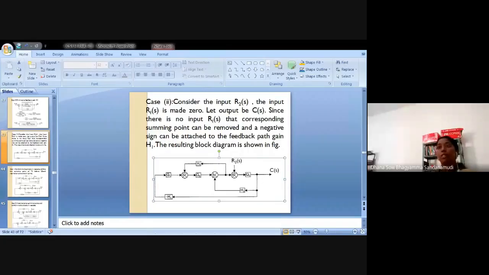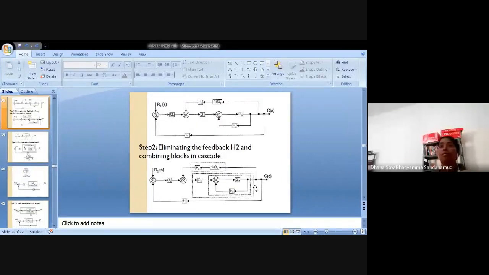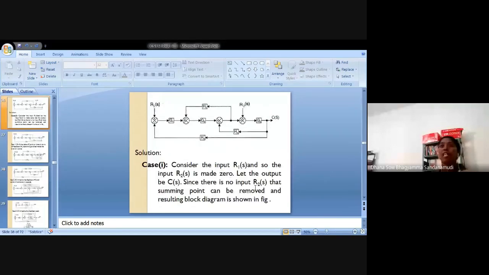Okay, so R2 is existing. So when I assume R1 of S is 0, its summing point will also become, where is my actual problem? This is my actual diagram, isn't it? So I am assuming this R1 of S is 0. So this summing point is also 0. A summing point is not there now. Okay. So I remove this.